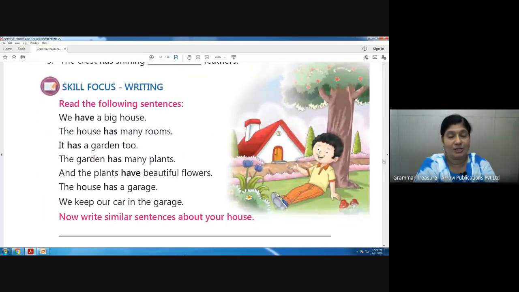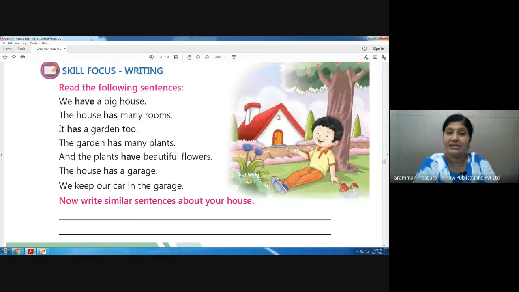This exercise is called skill focus writing. Now, first you have to read some sentences and then make your own sentences, which is very interesting. Read the following sentences. We have a big house. The house has many rooms. It has a garden too. The garden has many plants and the plants have beautiful flowers. The house has a garage. We keep our car in the garage.